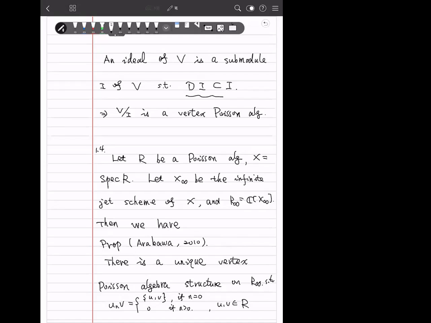Now let R be a Poisson algebra, X the scheme of R, X_∞ the infinite jet scheme of X, and R_∞ this. Then we have the following proposition given by Arakawa: there is a unique vertex Poisson algebra structure on this that satisfies the following relation.